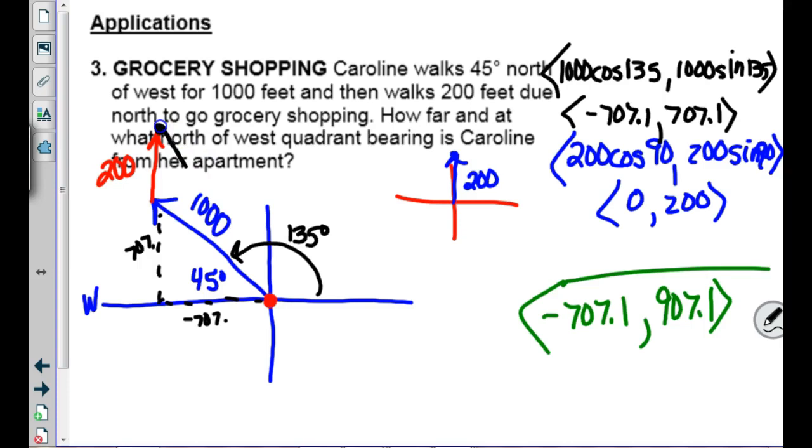So if we want to find out how far she is from her apartment, what can we do? Yes, we need to just do the Pythagorean theorem. Please be careful when you have a negative number and you square it, it becomes positive. So it's okay to either not type it in or to use parentheses if you're really going to worry about it. I would just type 707.1 squared plus 907.1 squared and square root it. Don't worry about it because you're going to square it anyway.